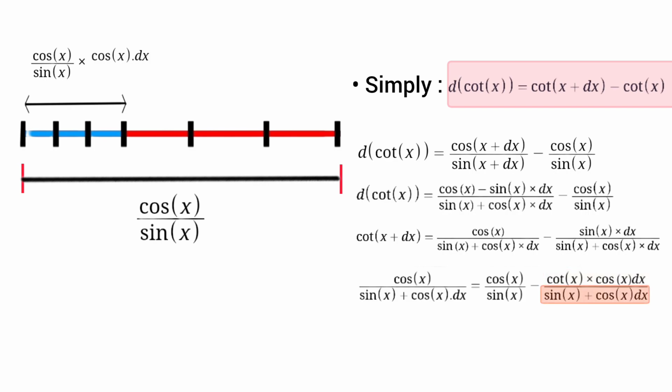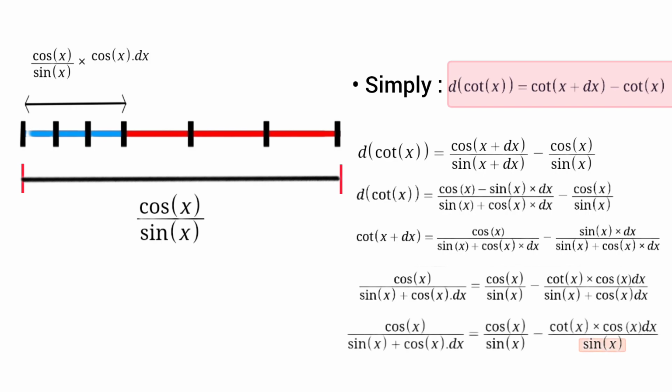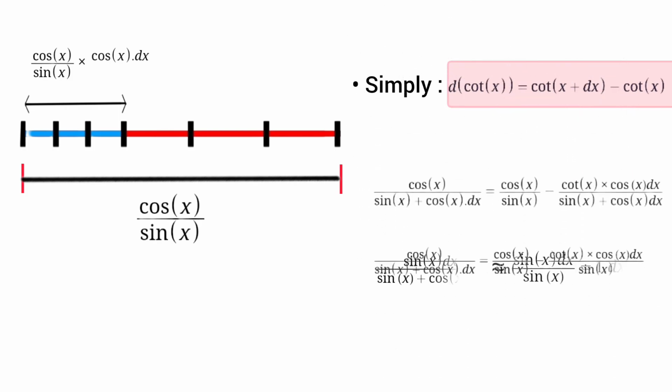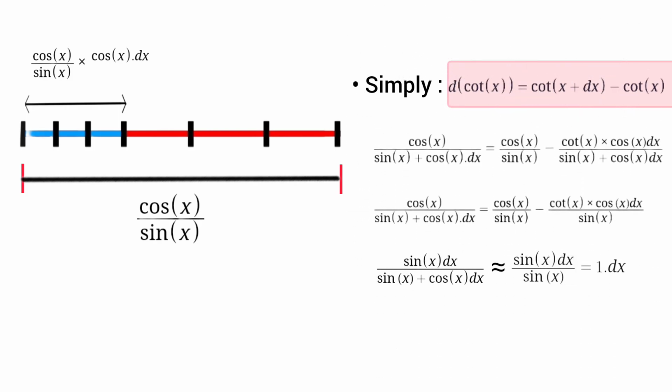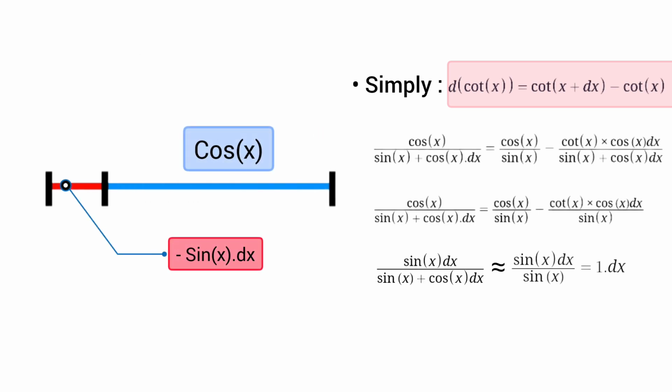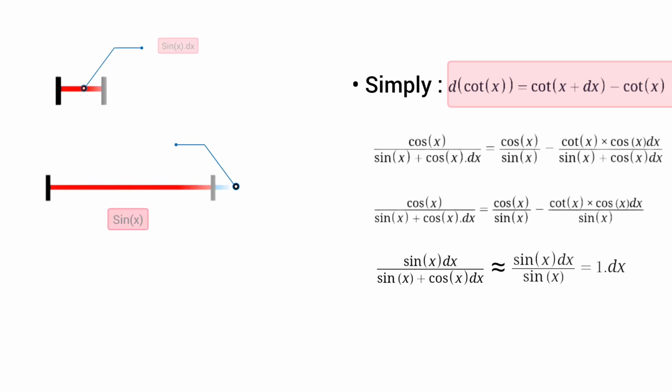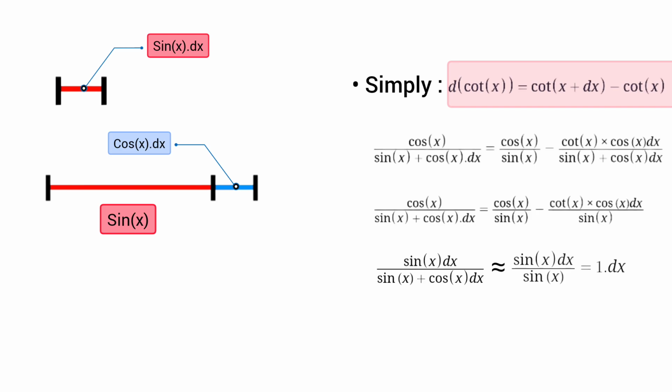Using sine x plus cosine x times dx as the denominator introduces second-order terms in dx, which are negligible for small changes. So, we approximate the denominator as sine x, resulting in a change in the cot function due to the first term of the original cot x value minus cot squared x. In the second term, we observe first-order changes in both the numerator and denominator, leading to second-order changes, dx squared, which we want to avoid.